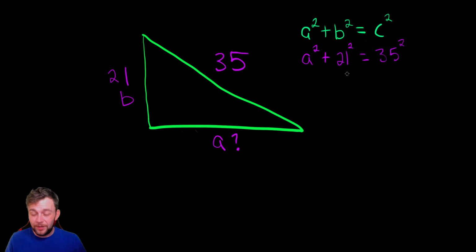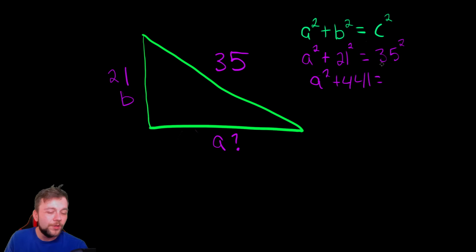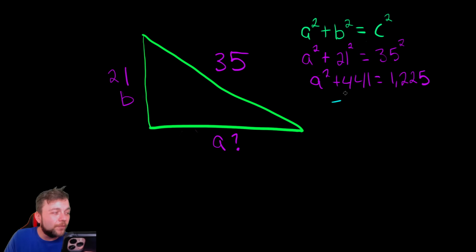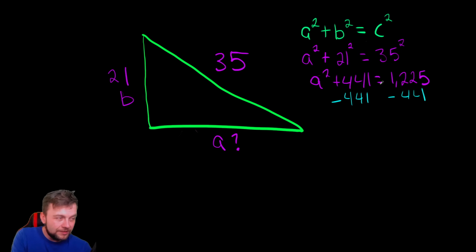So how do we go about doing this? We have to do our squaring. So 21 times 21, A squared plus 441 equals 35 times 35, 1225. I think I'm still on the screen. I am. And then you subtract over. Let's do a different color because purple is a little bit hard to see. Subtract over your 441.